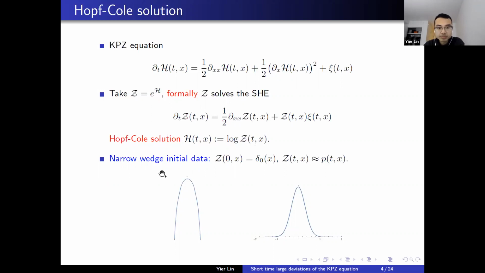So this narrow wedge initial condition is not directly defined for the KPZ equation, but instead you look at the stochastic heat equation and you start it from a Dirac mass at 0. Okay. So the reason why we call such initial data for KPZ narrow wedge is that when we start from this delta mass, when time is really small, the solution can be approximated by a heat kernel. It's like you solve this equation without the noise term. So it's just a heat kernel.